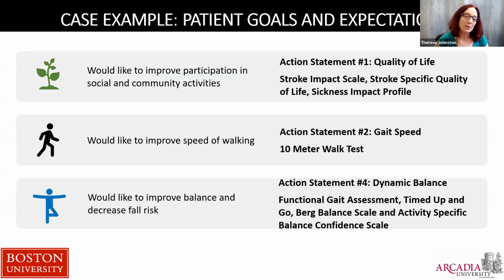The second goal is to improve speed of walking. So here we can look at action statement 2 on gait speed with the 10-meter walk test. And then the third goal, to improve balance and decrease falls risk, we can look at action statement 4, which is dynamic balance. And here we have a variety of different measures that we can use to assess balance. Again, we can select these based on the specific needs of the person.